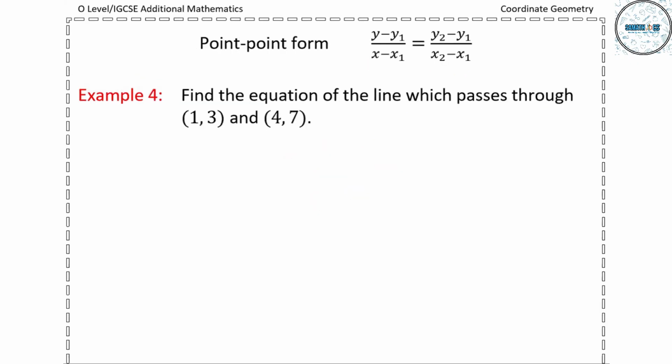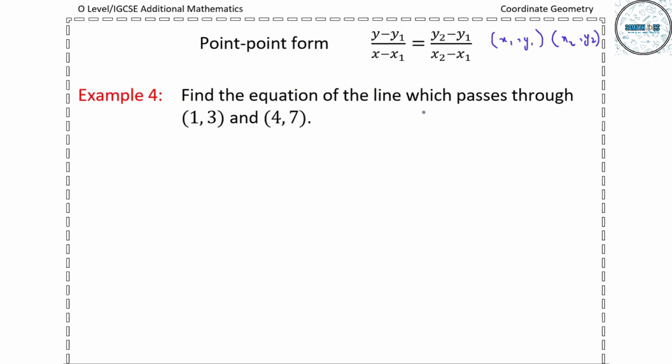Another form of the equation is (y - y1)/(x - x1) = (y2 - y1)/(x2 - x1). This form is to be used when we have two coordinates, one of the coordinates is (x1, y1), and another coordinate is (x2, y2). Whenever there are two points, we can use this form to find the equation.